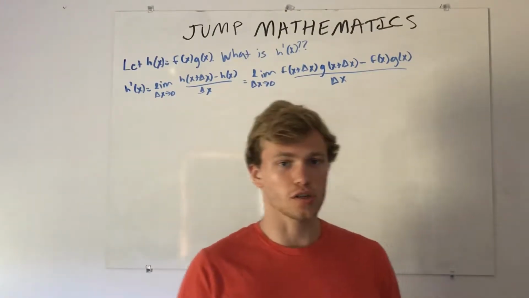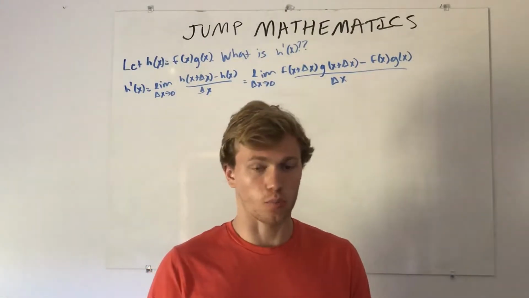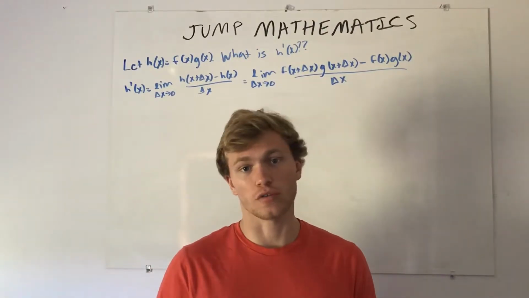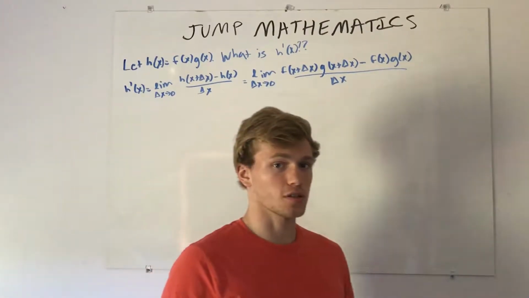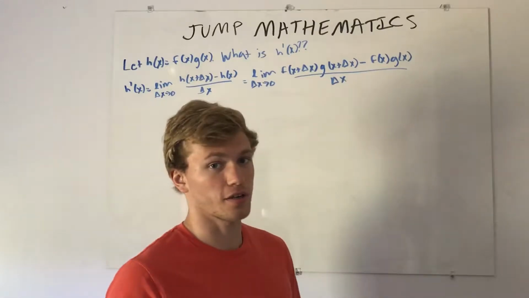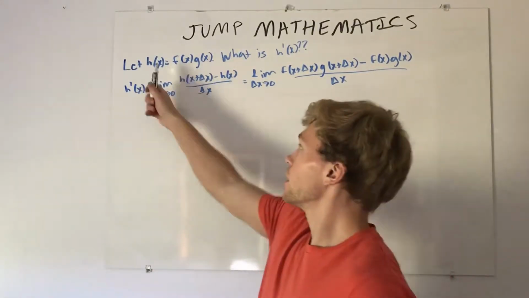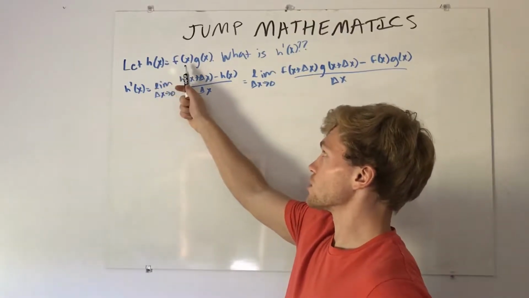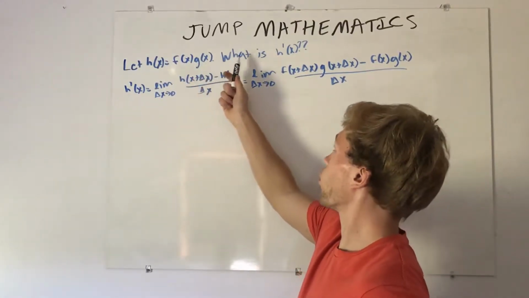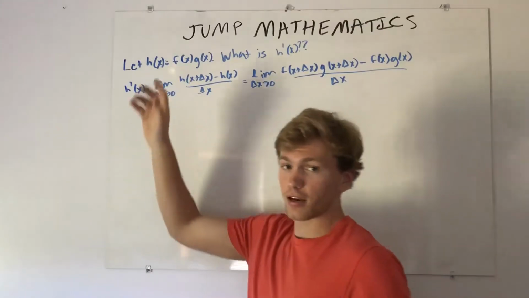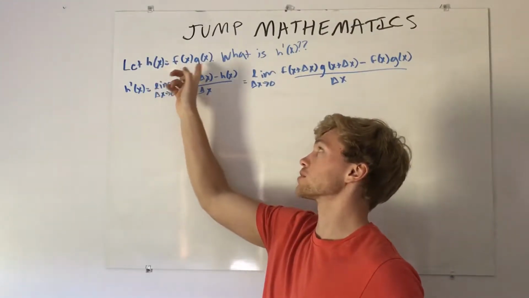Another 2 video series, how we're going to differentiate the product of 2 functions and the quotient of 2 functions. The first of the 2 videos is how to differentiate the product of 2 functions, the product rule. So if we have h of x equals f of x times g of x, what is h prime of x? In other words, how do we differentiate the product of 2 functions?